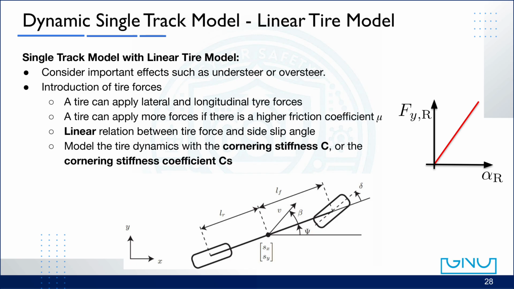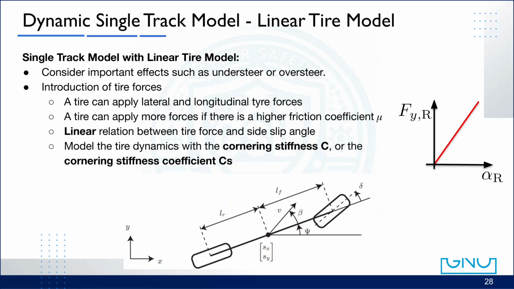Now, let's move on to the dynamic single-track model with a linear tire model. Up to now, our kinematic model ignored the tire forces, but in reality, tire forces play a major role in how a vehicle turns and stabilizes. This dynamic model considers important effects such as understeer and oversteer. To describe these effects, we must include tire dynamics. The tire can generate two main types of forces: lateral forces, which act sideways during cornering, and longitudinal forces, which act along the direction of motion, for example, during acceleration or braking.